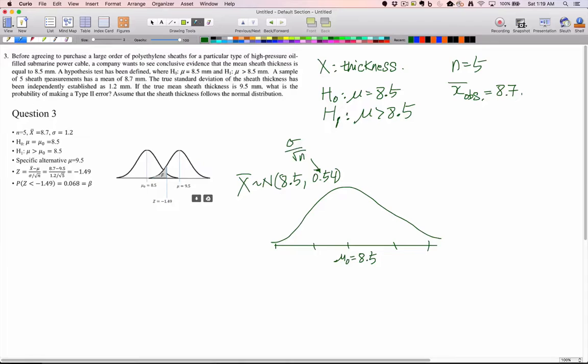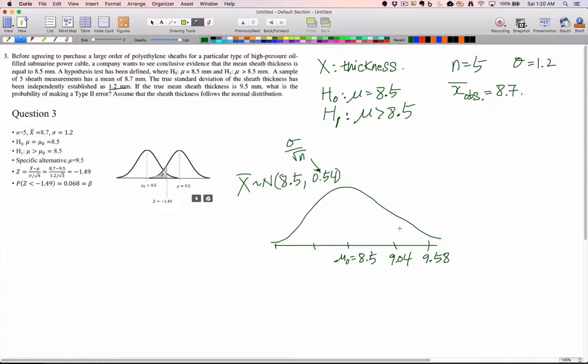And we're told to assume that sigma is equal to 1.2. So here we assume that sigma is known and it's equal to 1.2. 1.2 divided by root n gives you 0.54. So one standard deviation above is 9.04. Two standard deviations above is 9.58.